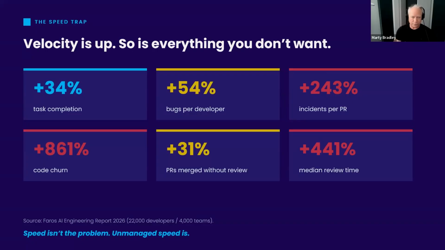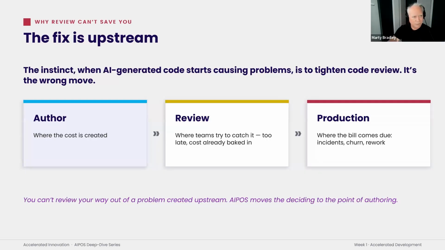So the idea is that the speed isn't the problem, right? It's the unmanaged speed. It's the willy-nilliness of work that's going through. Willy-nilliness. Somebody get a shirt.